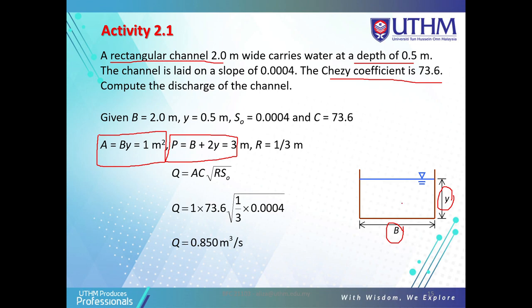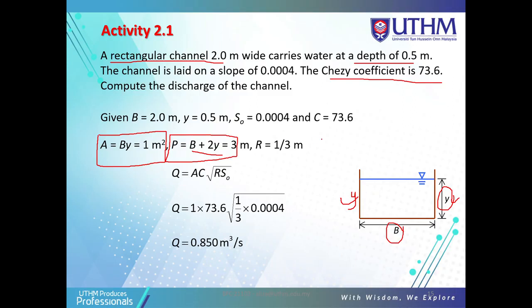They have Y here and also Y here. So we get the Y here and also the Y here. So that's why B plus 2Y. So we get B is 2 meter plus 2 times 0.5. So we get 3. Okay, 2 plus 1, so we get 3 meter.